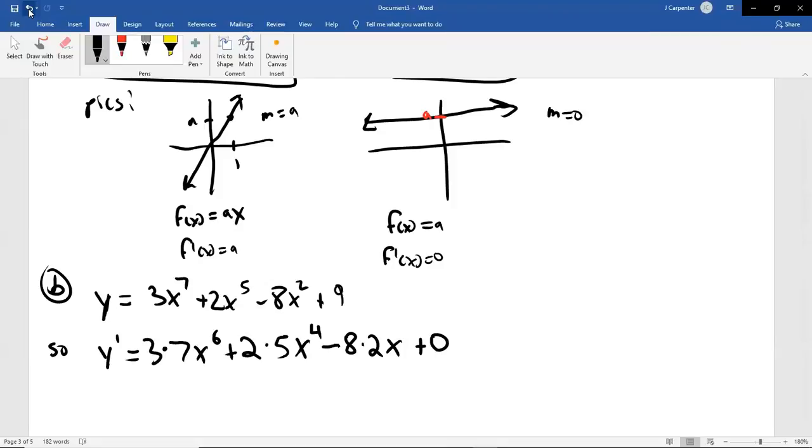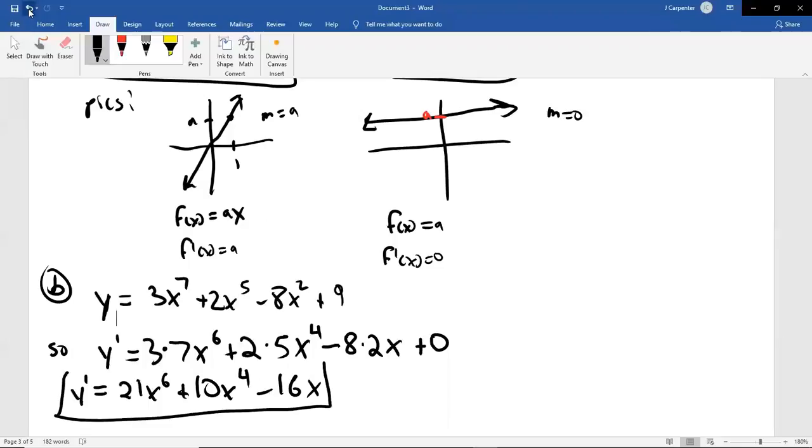There was no linear term, so that special case didn't apply. So y prime is equal to 3 times 7 is 21, so that's 21x to the 6th, plus 2 times 5 is 10, x to the 4th, minus 8 times 2 is 16x. We do not need to write the 0. Those are not like terms. They are not combinable. And that's our answer. There might be times where factoring this would be beneficial. It's not for now, so we won't bother.